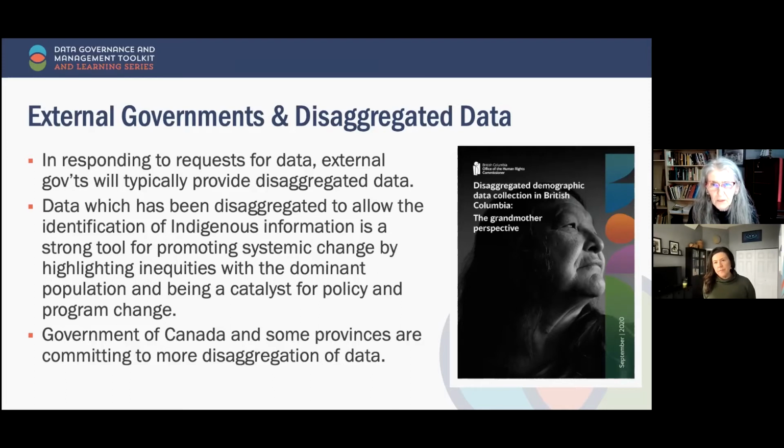This disaggregation, it's worth the effort that it takes to go to government to demand disaggregated data, because it will allow systemic change to occur by, it's the old deficit paradigm, highlighting inequities with the dominant population and using that as a catalyst for policy and program change. So yes, governments in some provinces are talking more about disaggregation of data, and I believe in the last federal, was it speech from the throne? Yeah, I think that's what it was. The government of Canada committed to more disaggregation of data. Thank you. And the next one is off to Harmony.